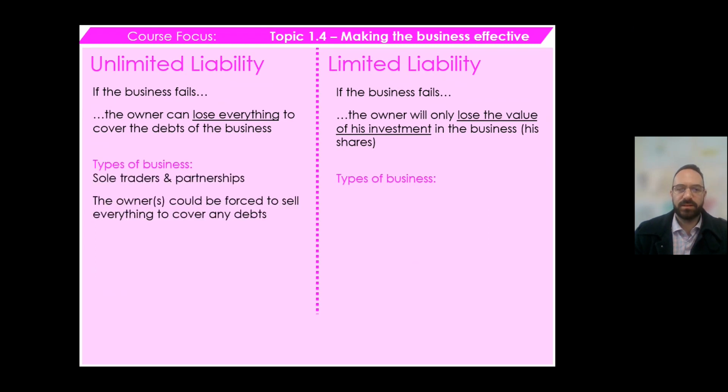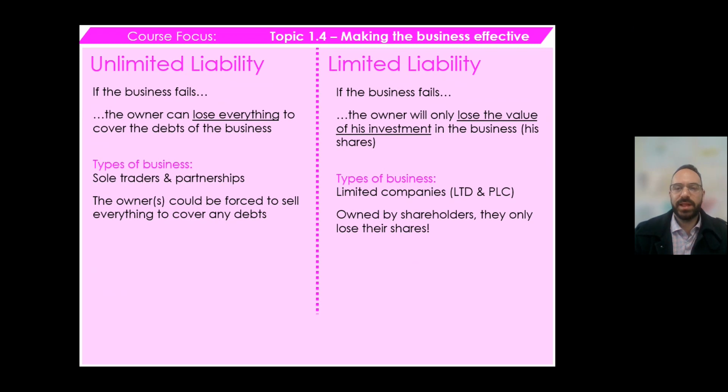Now, the types of businesses this relate to: sole traders and partnerships. The owners could be forced to sell everything that they own to cover their debts. Limited companies, so both limited, so private limited companies are expressed as LTD, and public limited companies are expressed as PLC. It's owned by the shareholders and they will only lose their shares. So that's the idea.